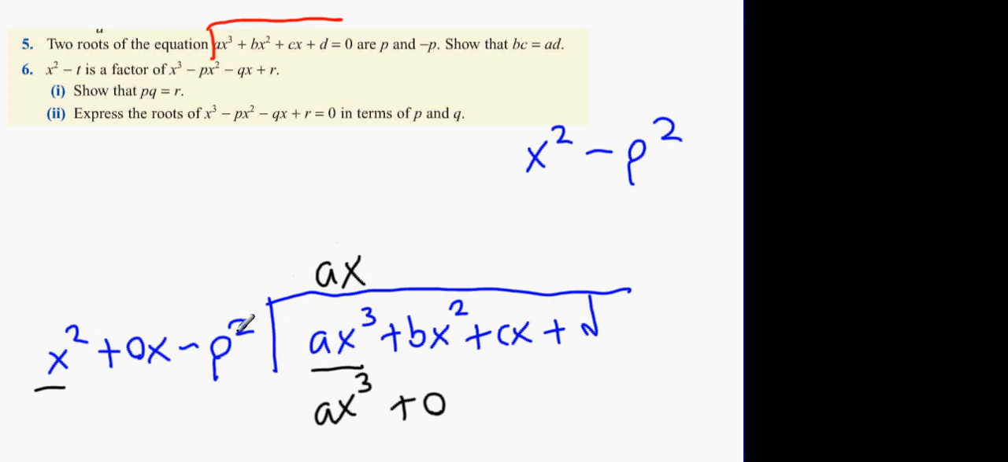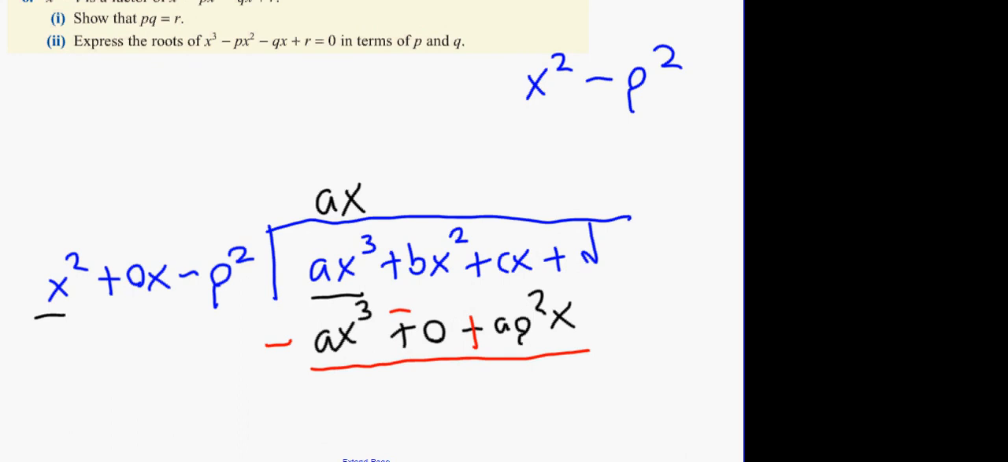Ax by minus p is going to be minus a p squared x. We're now going to go in, change the signs, and start taking away. That turns to minus. 0 is still 0, and that's going to turn into plus a p squared x. What's going to happen now is we're going to take them away. We're going to get bx squared. We'd actually get cx plus a p squared x, but we're going to factorize out the x's so it makes it easier. So we're going to get c plus a p squared x.